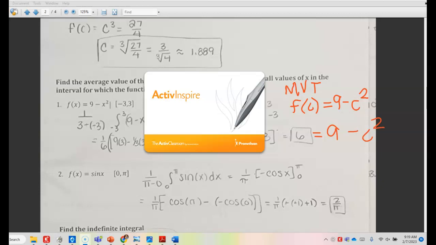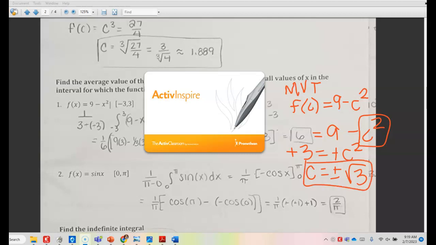And then if you wanted to find c, you would subtract 9 to get negative 3 equals negative c squared, divide by your negative 1, and c equals plus or minus the square root of 3. But in this case, both of those live in my interval. So both of them are my answer. Does that make sense? Fantastic.